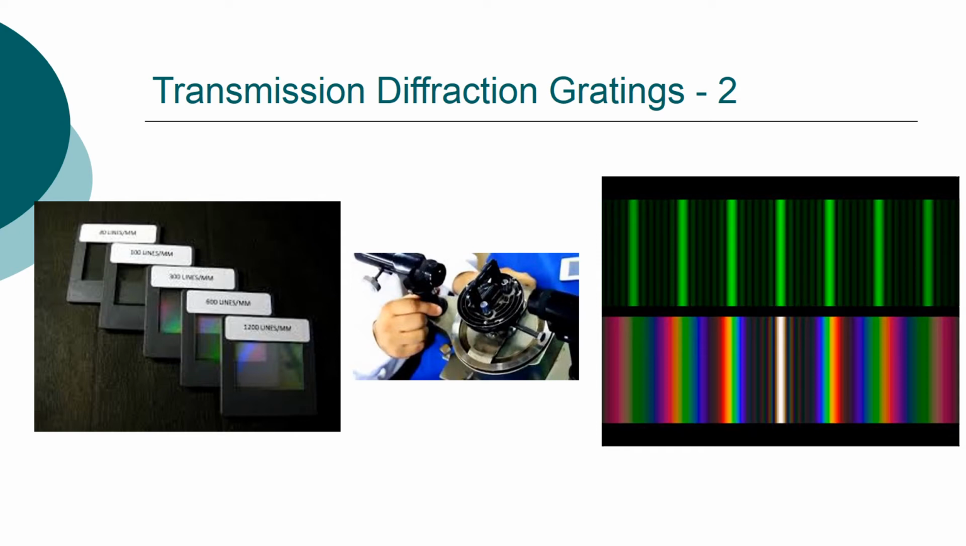Hi everyone, this mix is going to go through transmission diffraction gratings part 2, and it's going to be looking at what the number of maximums are when we're looking at a transmission diffraction grating interference pattern. It also has a look at how white light can be diffracted and the properties of diffraction gratings that make them really useful in spectroscopy.